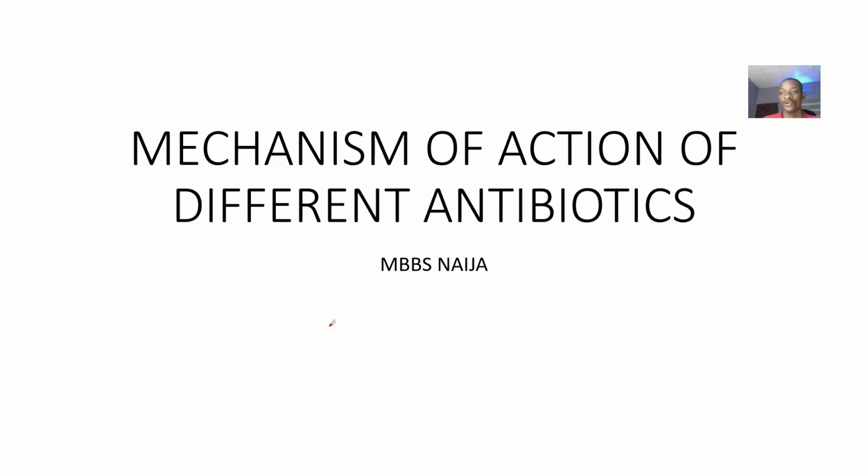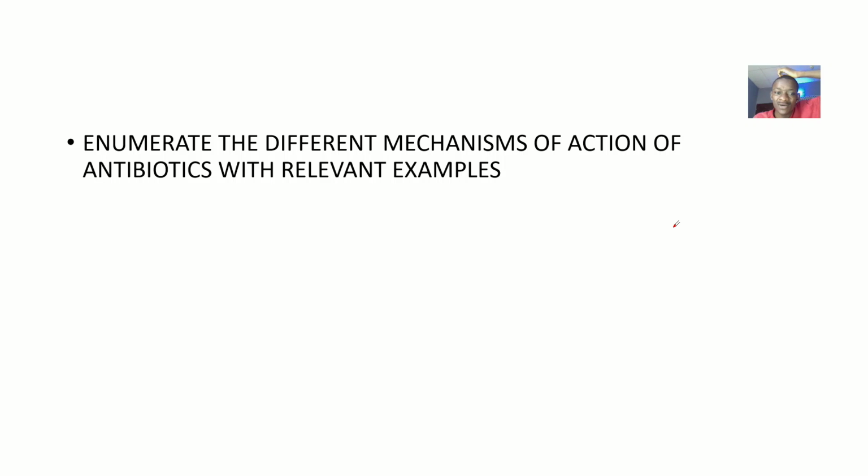So let's quickly look at the various ways that antibiotics can work to kill bacteria or inhibit their actions. Before we go into this lecture, you should know what an antibiotic is. An antibiotic is any drug or agent that acts against bacteria, specific to bacteria. Acting against bacteria, they have different points where they act. These points where they act are known as the mechanism of action.